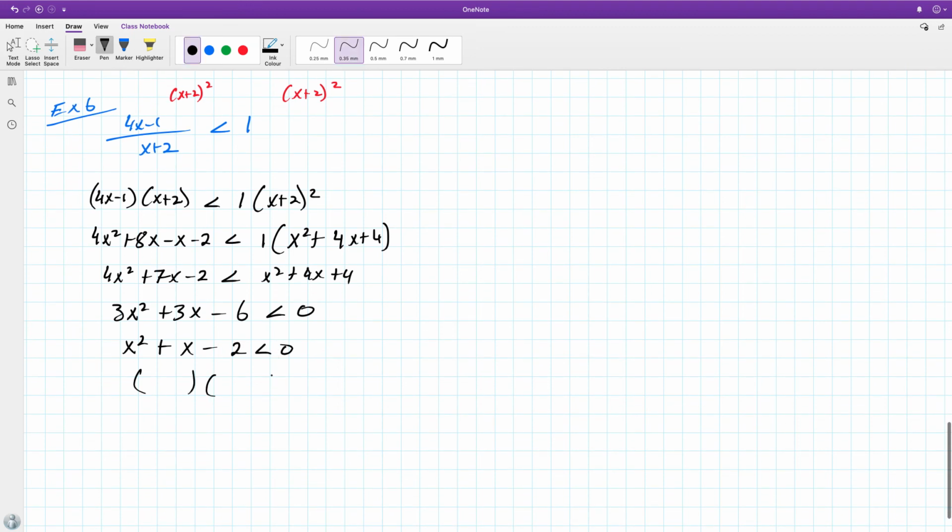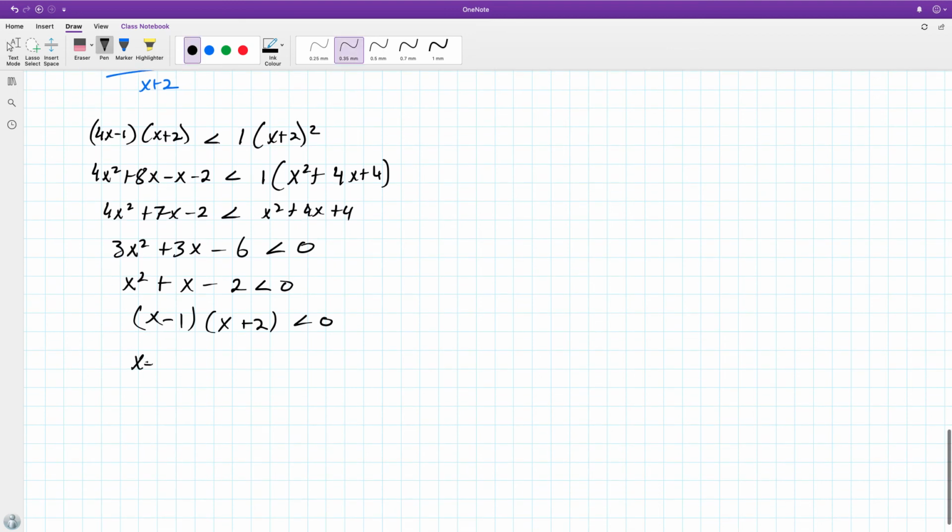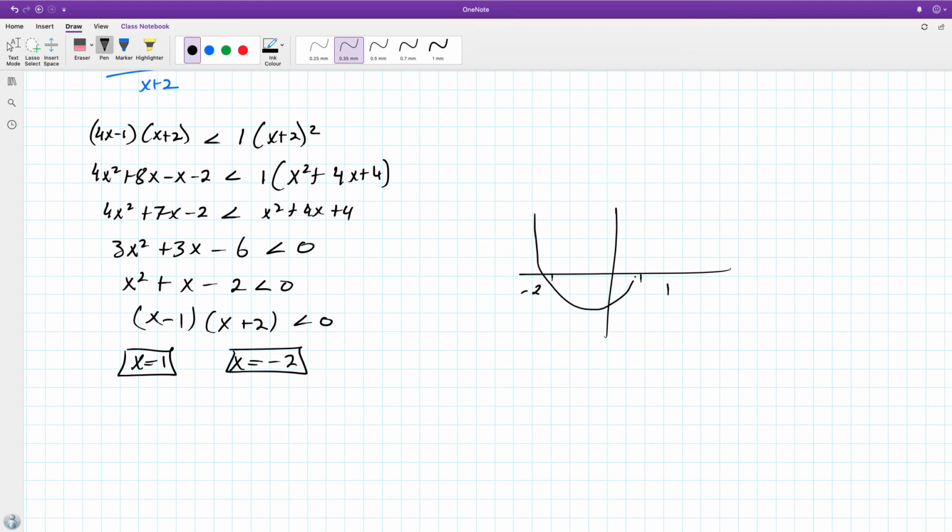Bracket, bracket: x and x, plus 2, minus 1. That is x is equal to 1, x is equal to minus 2. Over and draw your graph. There is minus 2. There's 1. U-shaped. Less than 0, greater than 0? Less than, so it's underneath the line. X, therefore, is any number less than 1 and greater than minus 2.